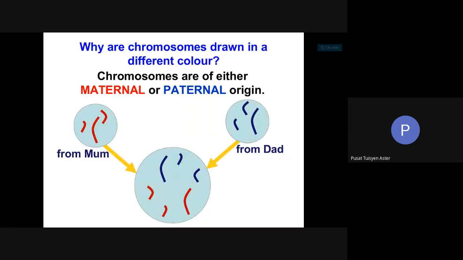Why are chromosomes drawn in different colors? Because chromosomes are either of maternal or paternal origin. Paternal maksudnya daripada ayah. Maternal maksudnya daripada mama. Okay, so this is how it is formed in our body.